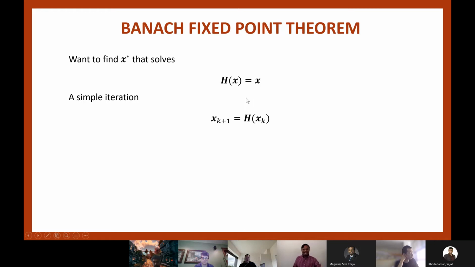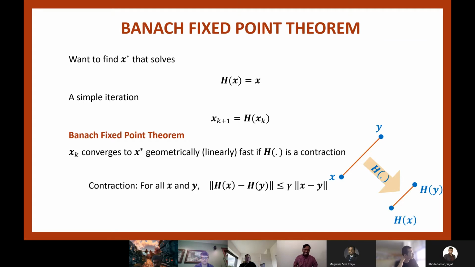So now how do we find this fixed point? A simple idea is to start from somewhere. x0 is some initial state, an initial vector, and then keep repeatedly applying this operator H again and again: x_{k+1} equals H of x_k. So the question is, does this work? And the answer is yes, if H satisfies something called a contraction property.